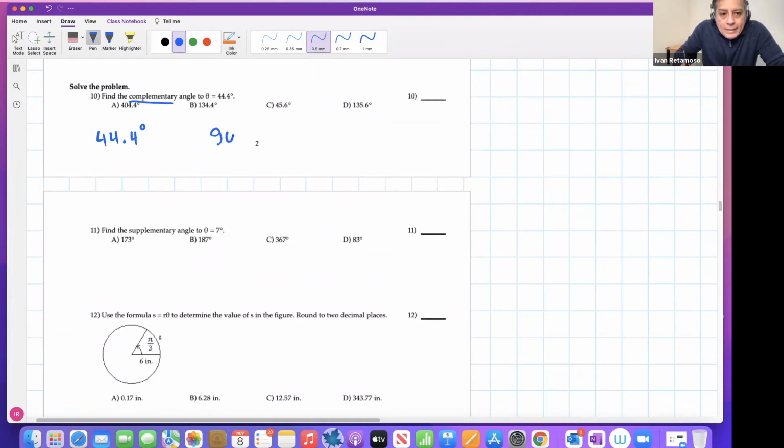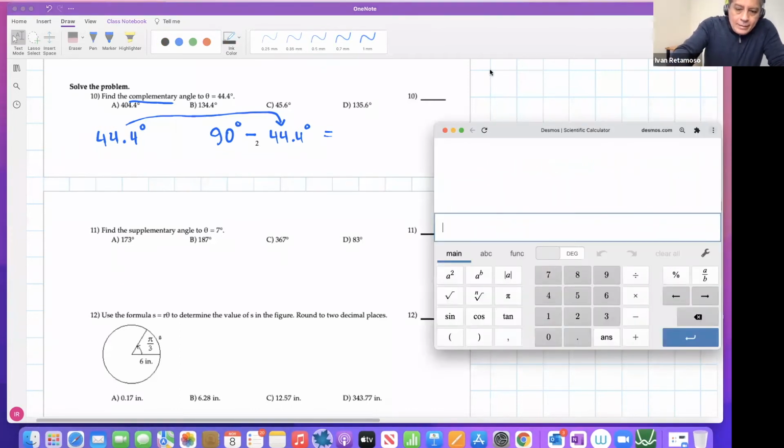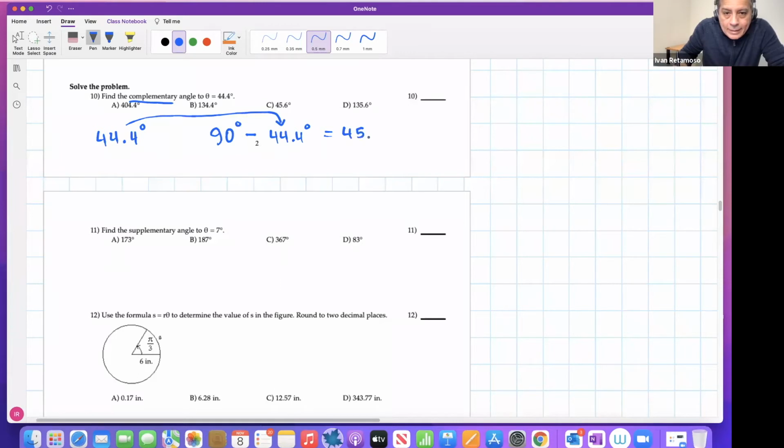We said that in general, in order to find the complement of an angle, you have to subtract the given angle from 90 degrees, right? From 90 degrees. That's how you do it. So let's do that. Take the calculator, and you do 90 minus 44.4. That is 45.6 degrees. And turns out this 45.6 degrees will be the complementary angle of 44.4, such that the sum of these two angles is 90 degrees, right? So you look through, it should be there, it's here.